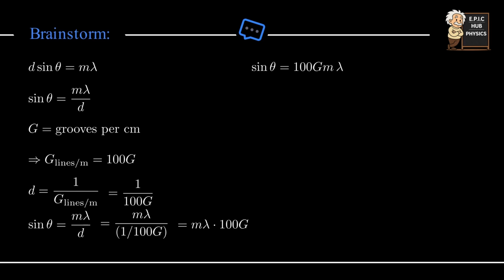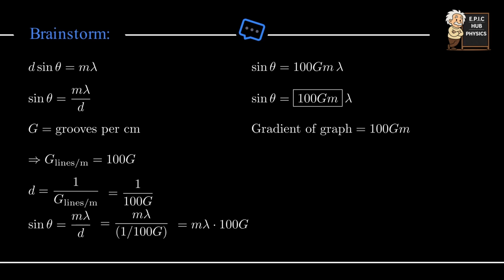Comparing this with the equation of a straight line, y equals gradient multiplied by x, we see that sine theta corresponds to y and lambda corresponds to x. Therefore, the gradient of the graph is simply the constant multiplying lambda. Hence, the gradient of the graph is 100 gm. This is our final answer.